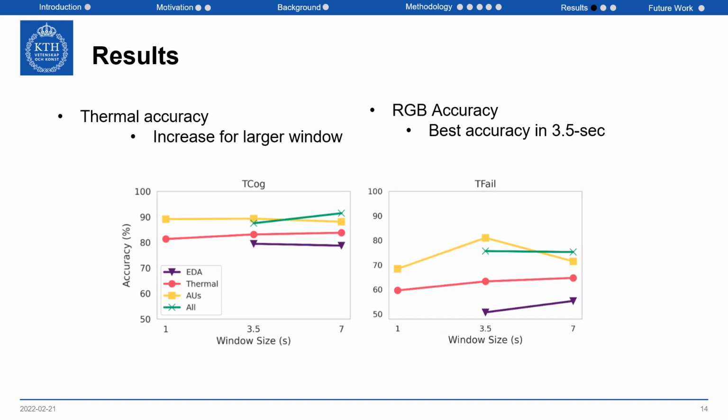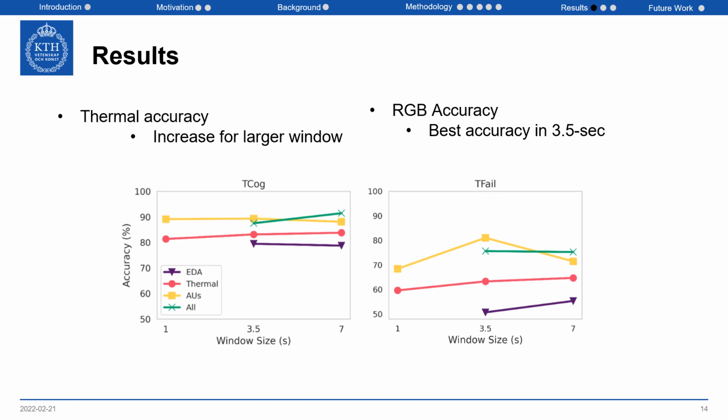It can be seen here on the figure that the x-axis is the 3 different window sizes that we've used and trained the models on. And on the y-axis, there is the accuracy of the model and the 2 different tasks that we've used, decog and tfail. If we look at the thermal data, the accuracy peaks on the 7-second window. This means that the changes in the thermal data are a lot slower compared to the RGB data.